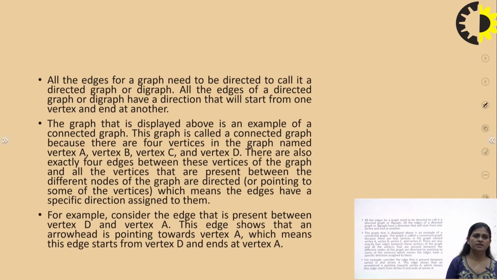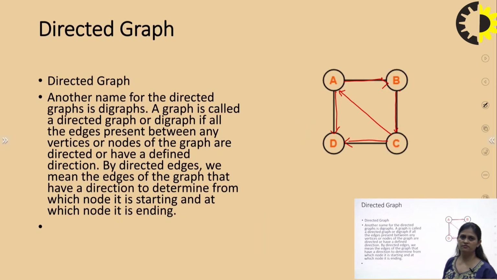For example, consider the edge that is present between vertex D and vertex A. This edge shows that an arrowhead is pointing towards vertex A, which means this edge starts from D and ends at vertex A. In the previous graph, it started from A and ended at D.